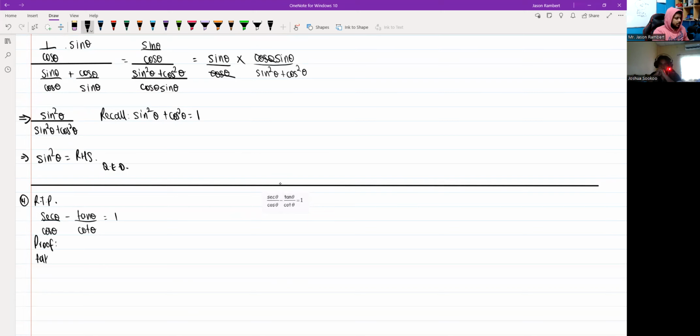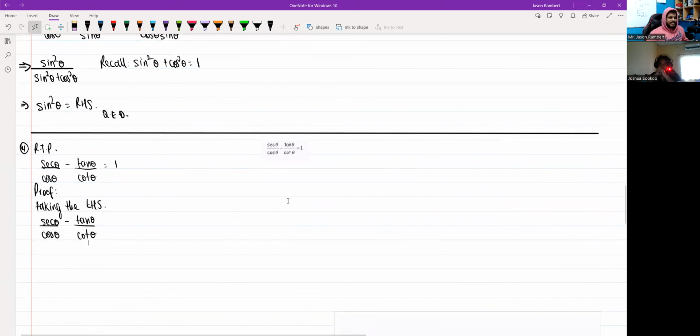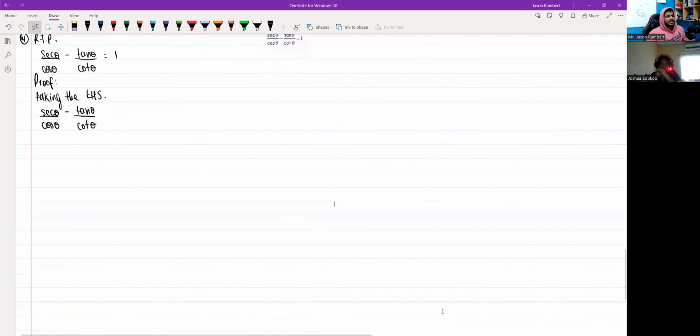Taking the left-hand side, I have sec theta over cosine theta minus tan theta over cot theta. Again, I see a couple identities I can recall. I don't know if I'm going to use them, but I'm going to recall them.